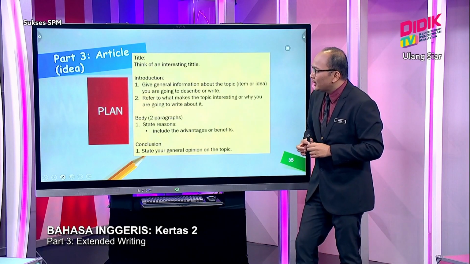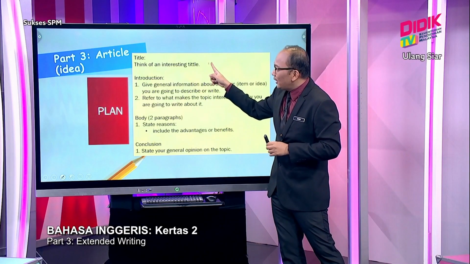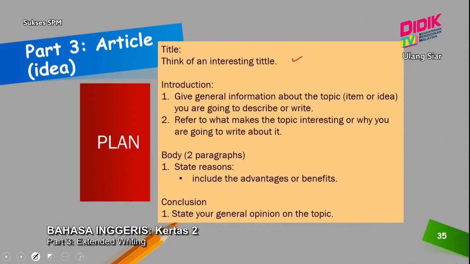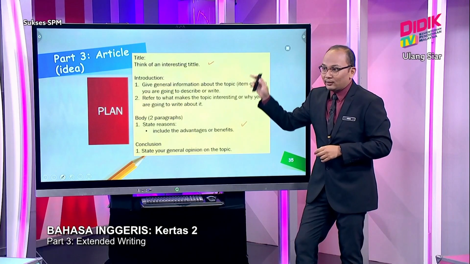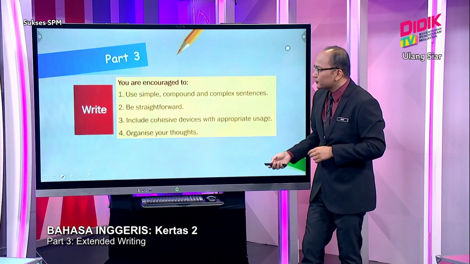Okay, for article, the idea. Idea can be about exercise, it can be about eating healthily. Give general information about the topic, refer to what makes the topic interesting or why you are going to write about it. And then state reasons, include the advantage or benefit of the idea that you are writing about. For example, just now, health. Conclusion, state your general opinion on the topic. So bear in mind, still got introduction, still got body, still got conclusion.